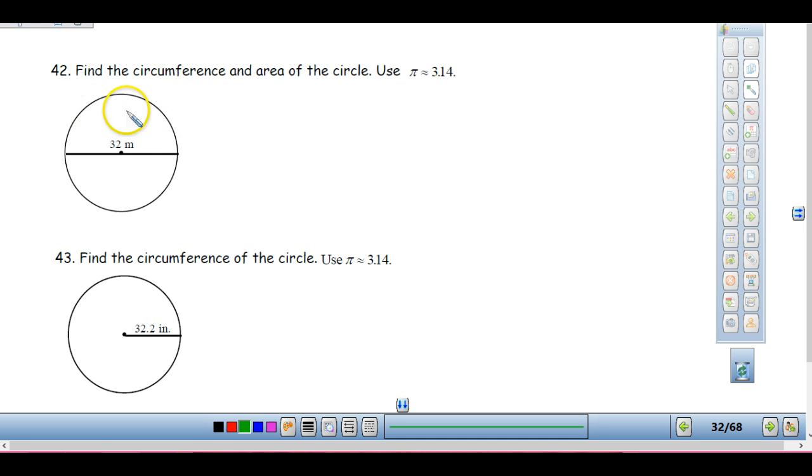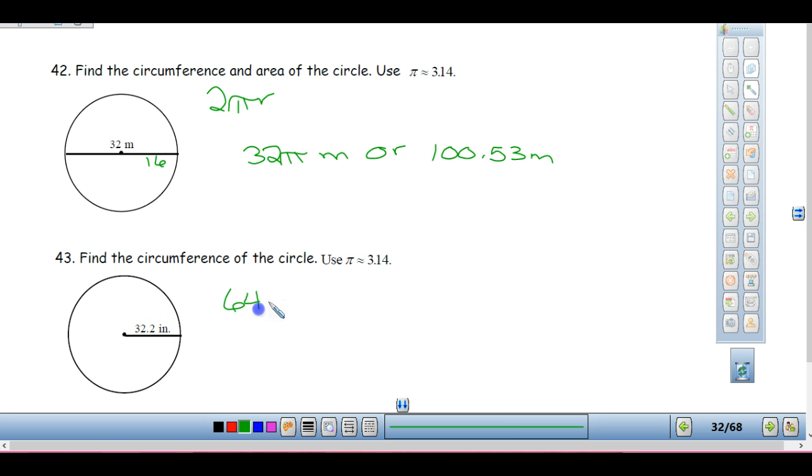Okay, then we're going circumference, which is 2 pi r. So if my diameter is 32, so my radius is 16. Okay, 2 times my radius is 32 pi meters. Okay, don't square it because now we're talking circumference. Or multiply it out and get 100.53 meters.